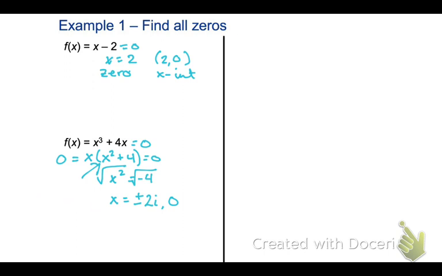So, this one up here, the degree is 1, so it has 1 zero. And is it a real zero? Yes, it's 2. This is degree 3, so how many zeros does it have? 3. This has 3, but how many are real? 1. Because the other 2 are in the complex number system.